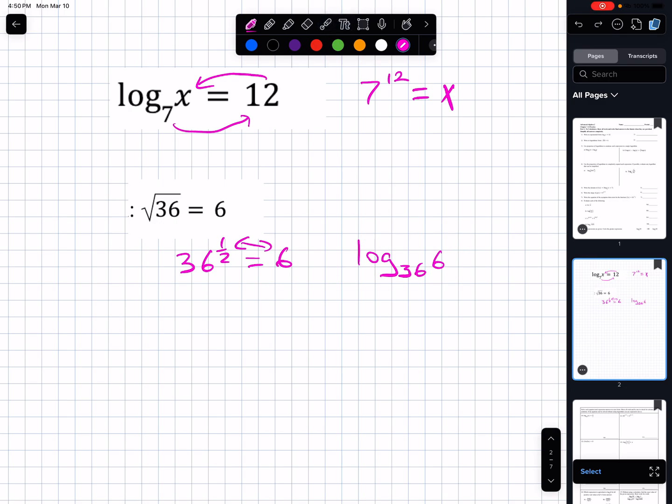Oh, okay. Log base 36 of 6 equals 1/2. I always do it, like once you get used to it, you do it backwards and forwards, right? So then I think about it like this. That means square root of 36 is 6, and then you know you did it right.